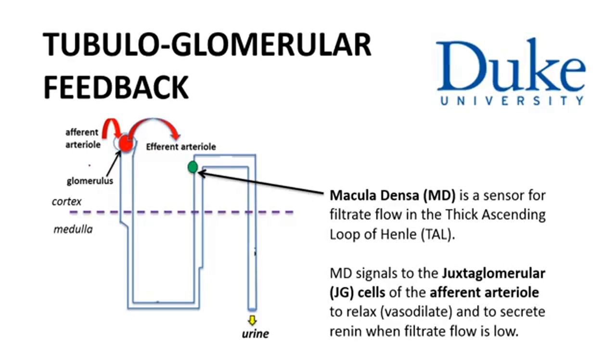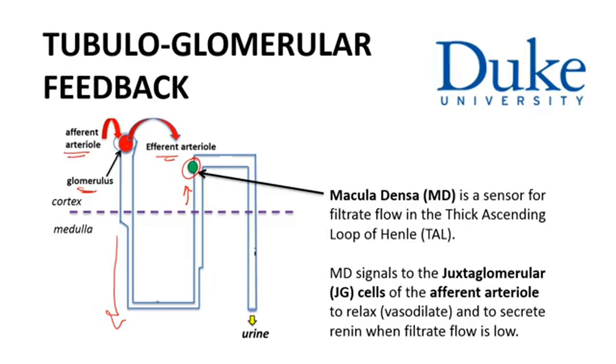So we have at the beginning our afferent arteriole, which is feeding blood into the glomerulus. And then coming from that, we have the efferent arteriole, and that will feed blood into the second capillary. Then within the renal tubule itself, we have flow of filtrate. And as the filtrate is flowing through the renal tubule, the flow of the filtrate is sensed by a set of cells, which are called the macula densa.